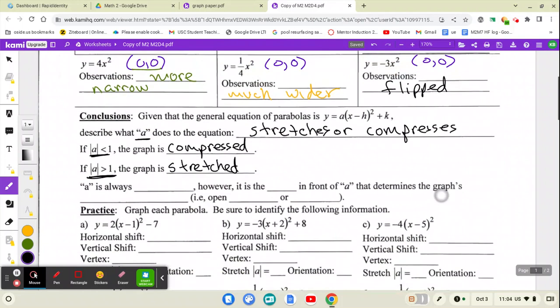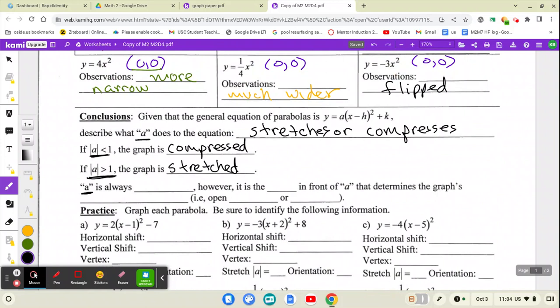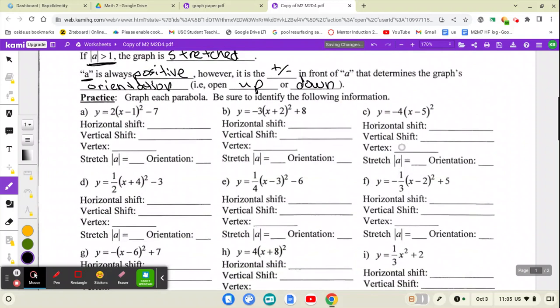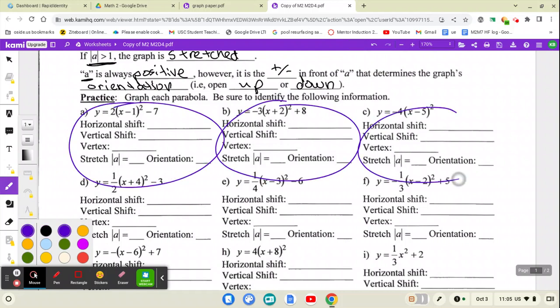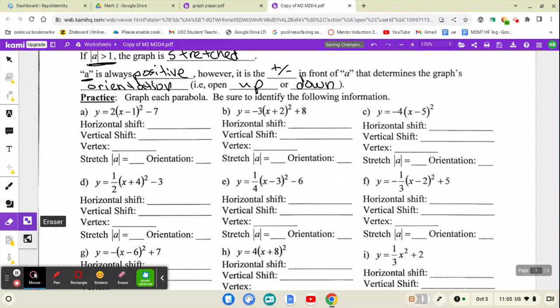In our notes, we're going to say A is always positive. However, the plus or the minus in front of A determines the graph's orientation. Orientation meaning it opens up or it opens down. That's what we mean by orientation. So you notice in all these, we have a whole lot that we're asking you, like the vertex, the orientation, the horizontal vertical shift, all of that. The answer to orientation is either up or it's down. All right, I'm going to stop this video and start another one for some more graphs.